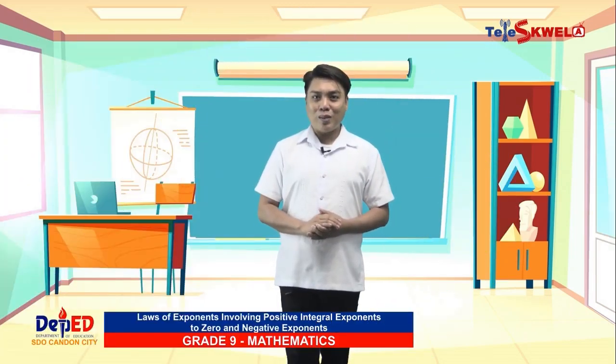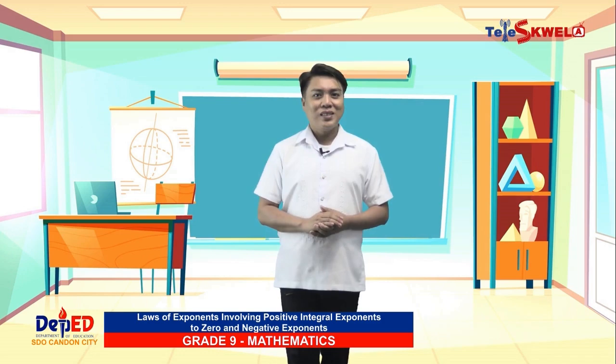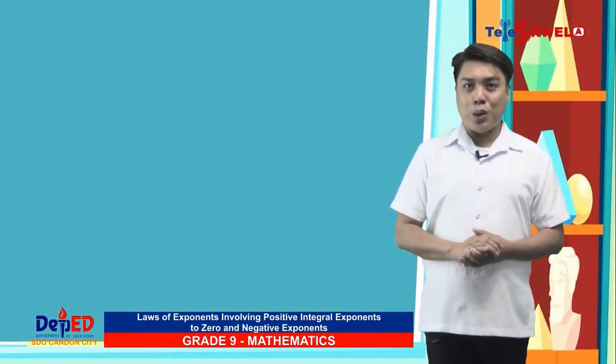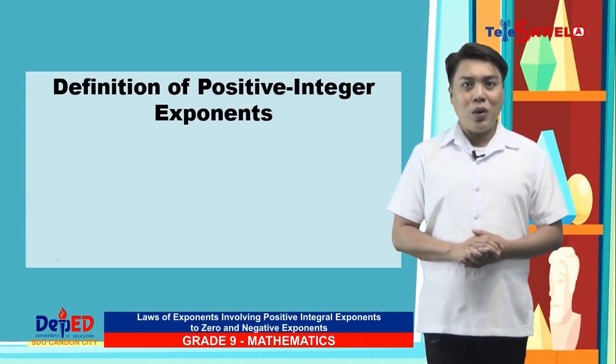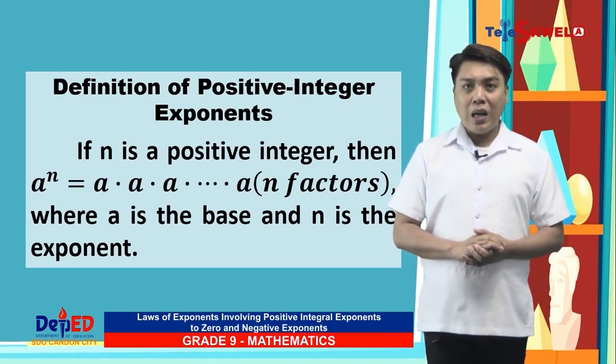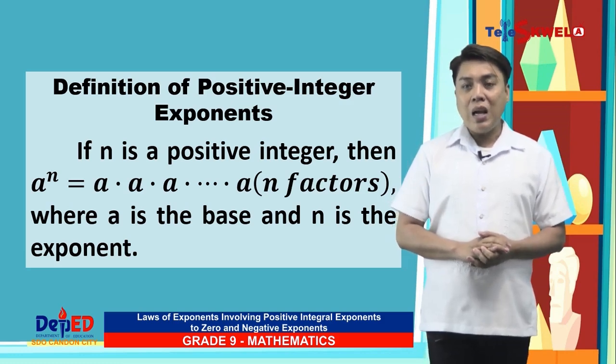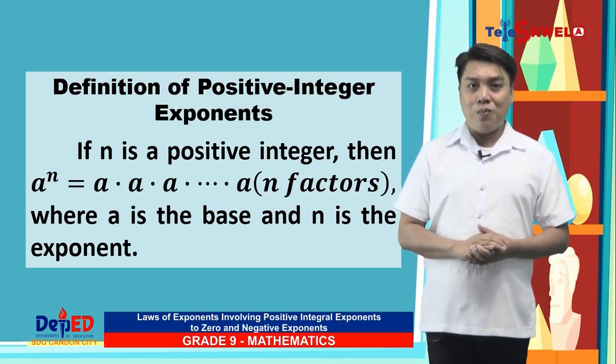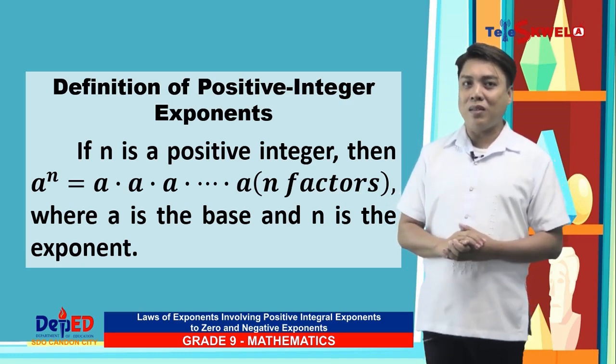Were you able to answer correctly? Very good. Now, let us discuss more about the topic. First, let us define positive integer exponents. If n is a positive integer, then a raised to n is equal to a times a times a up to a, n factors, where a is the base and n is the exponent.